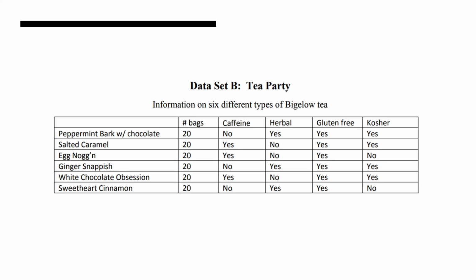Today I'll be using this data set B, which is the tea data, and the information on the different types of Bigelow tea. So we have different flavors of tea. Some of them have caffeine, some of them are herbal, some of them are gluten-free, and more. In this table, this is the data that I'll be using with the exercises that I'm going to explain right now.